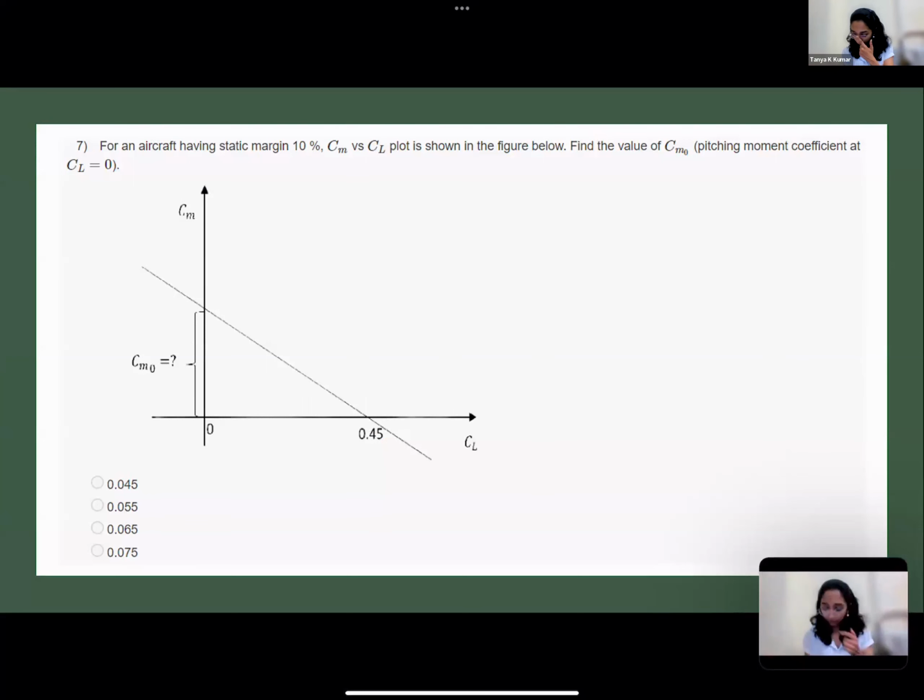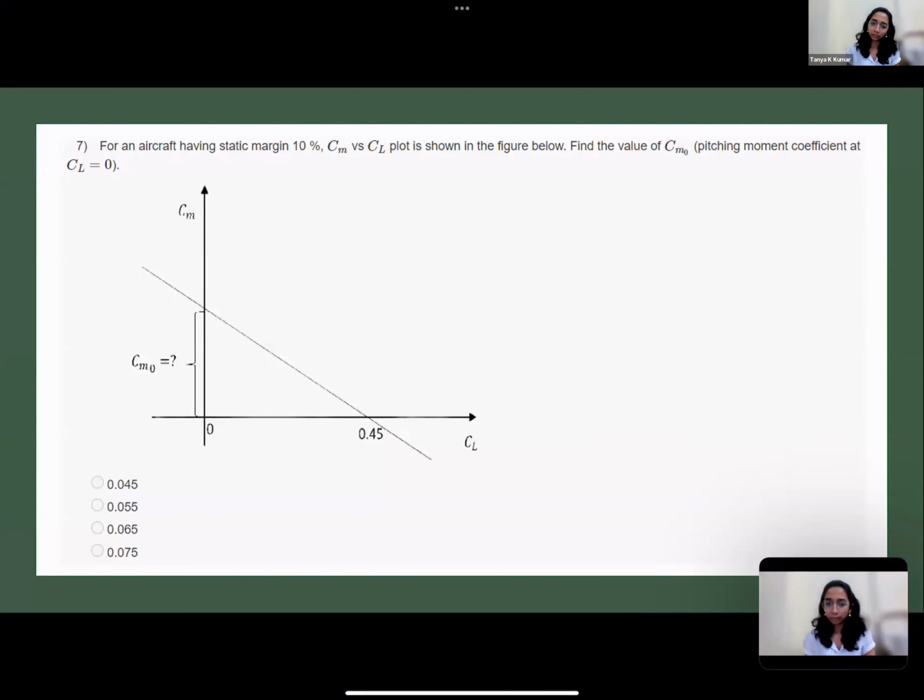All right, let's continue. For an aircraft having static margin 10%, CM versus CL plot is as shown in the figure below. Find the value of CM naught, that is the pitching moment coefficient, at 0 CL. It's marked in the figure. So how would we proceed with this?